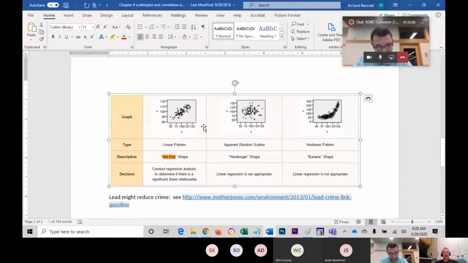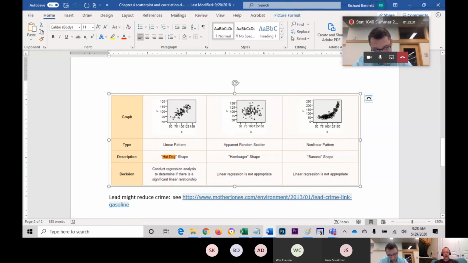Okay, so this is a table that they used to show it at BYU Idaho. They talk about the hot dog, the hamburger, and the banana shape. So they must have been hungry when they made these. But the idea here is when you're looking at a scatter plot, you have a hot dog shape here. So that would be a good indicator of linear correlation.